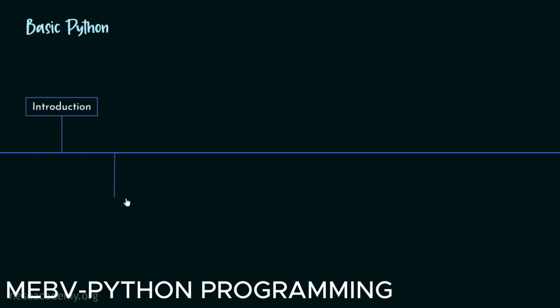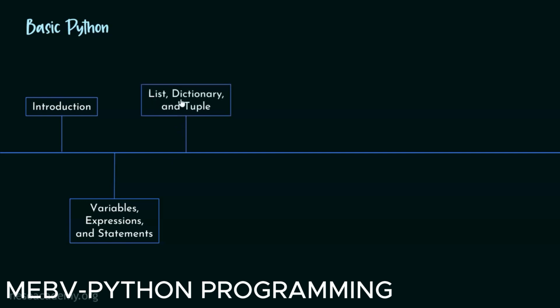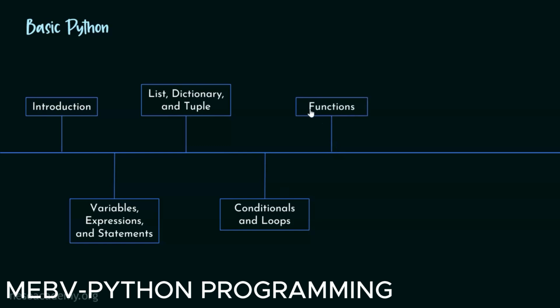The second chapter is Variables, Expressions, and Statements. Don't worry about these names at this moment. You will learn each and everything under the chapters. I am just listing down the chapters right now to give you the idea what you can expect from this course. The third chapter is List, Dictionary, and Tuple. The fourth chapter is Conditionals and Loops. The fifth chapter is Functions. The sixth chapter is File Handling. The seventh chapter is Modules. So there are total 7 chapters in this Basic Python section.